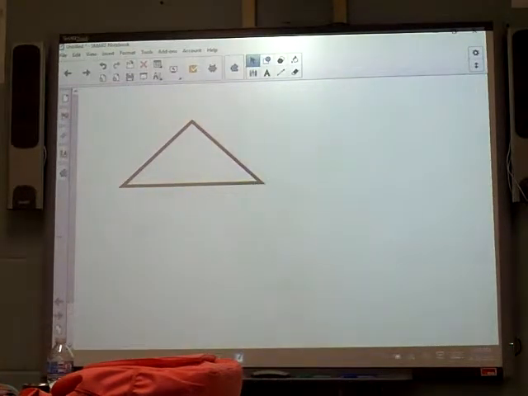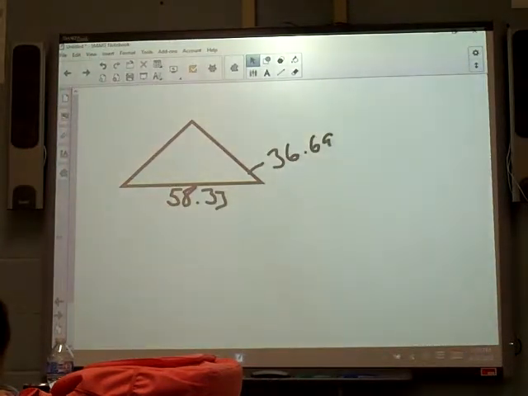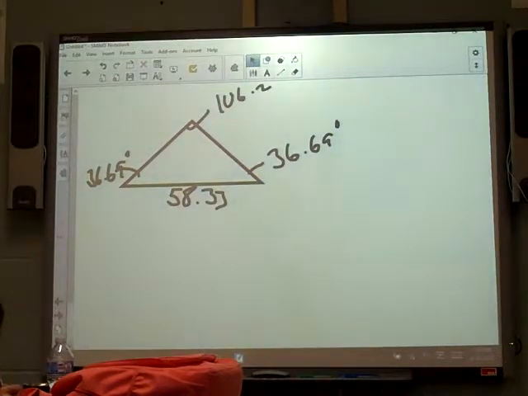Alright, 15 says the length of the base of an isosceles triangle is 58.33 meters. Each base angle is 36.69. So there's 36.69 degrees and there's 36.69 degrees. Well, I know a triangle's got to add to 180, so when I added those together and subtracted from 180, that gave me this angle was 106.2. Well, that's not a right angle. I don't have a right triangle. So I thought, I don't know how to do that because I don't know where my hypotenuse is. But it finally dawned on me, all I had to do was split that into two triangles.